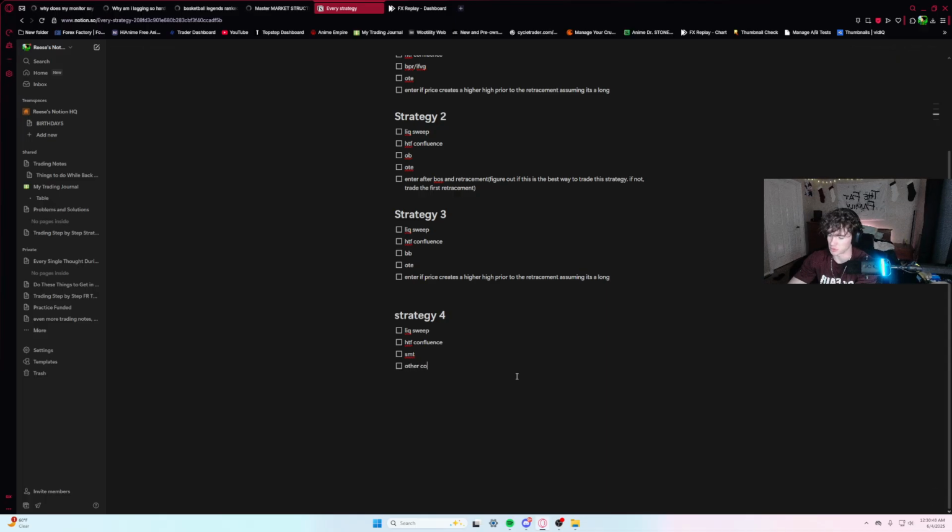Other confluence. Honestly, it doesn't matter what it is. And then enter off retracement. Let's see if I can come up with the 5th strategy that I've used.